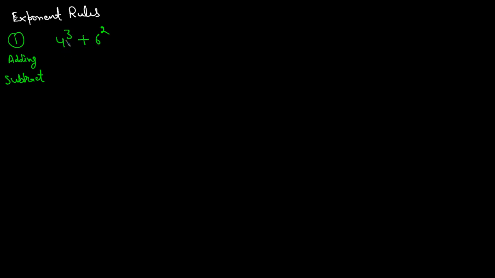So first of all, we write them in standard form. 4 raised to power 3 is 4 times 4 times 4, plus 6 raised to power 2 is 6 times 6. So this is going to be 64, and this is going to be 36. This is the standard form for 4 raised to power 3, and this is the standard form for 6 raised to power 2, and the sum is 100. That can be written as 10 raised to power 2. And same thing with subtraction: you have to write them in standard form and solve it.